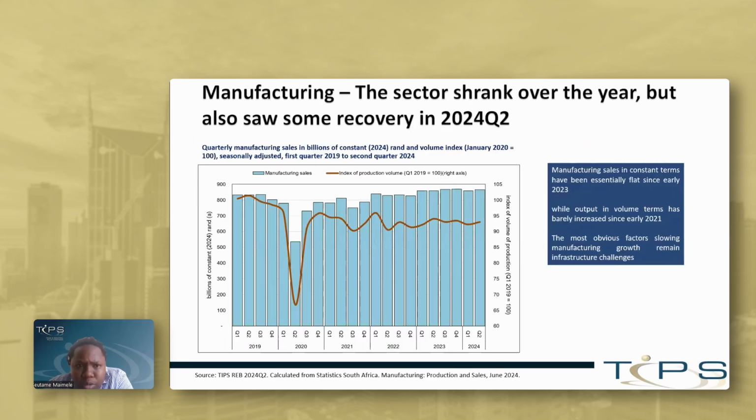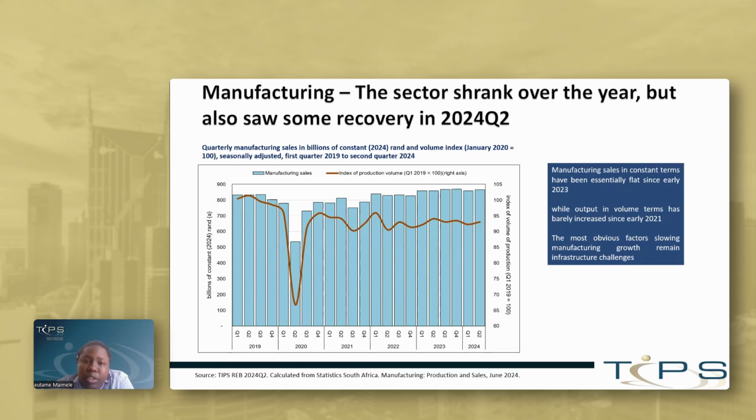Moving into manufacturing, manufacturing sales in constant terms have been essentially flat since early 2023, while output in volume terms has barely increased since early 2021. The most obvious factor slowing manufacturing growth remains infrastructural challenges. In the next few slides, you will also see where I expand on some of these issues, which have contributed to the lack of performance of the South African economy.